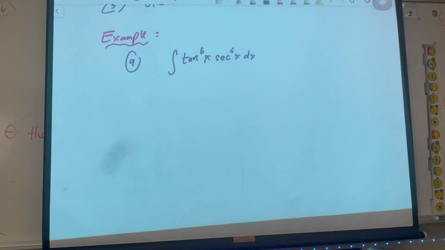Then you need to do it with a different method, like u sub, integration by parts, partial fractions.